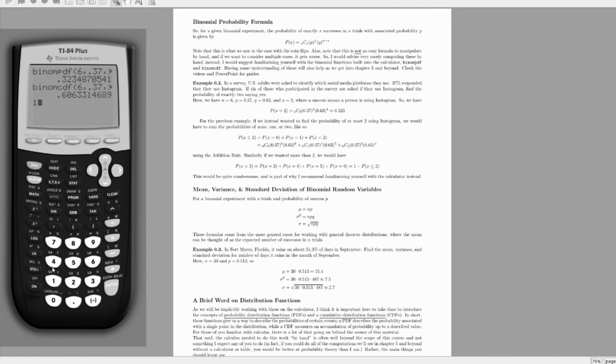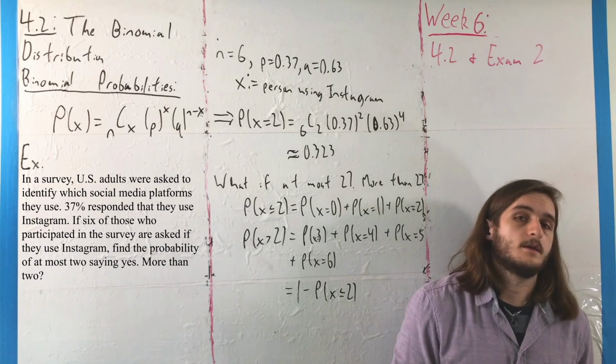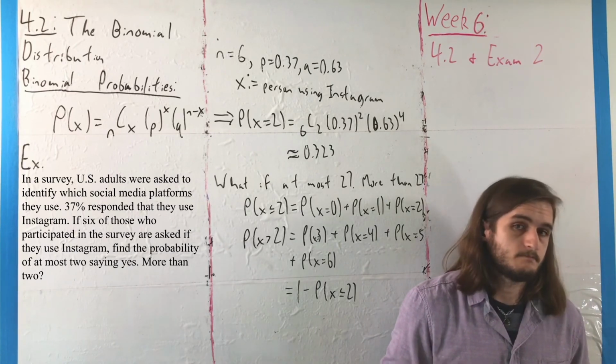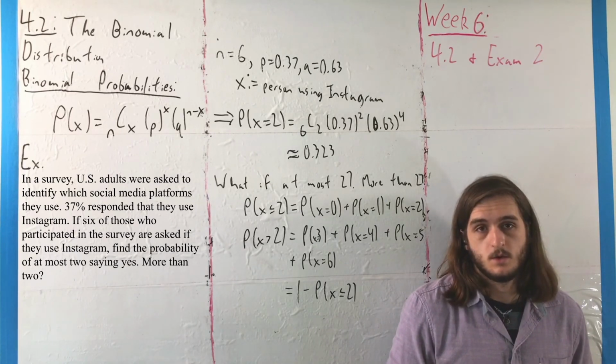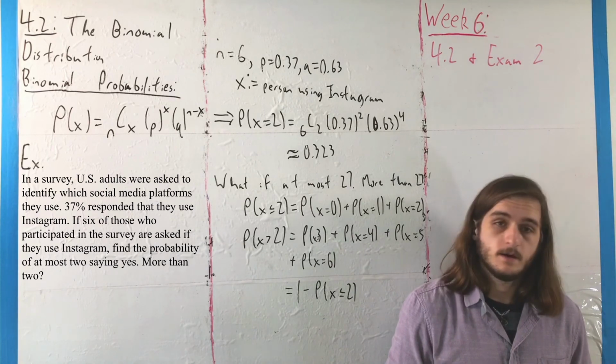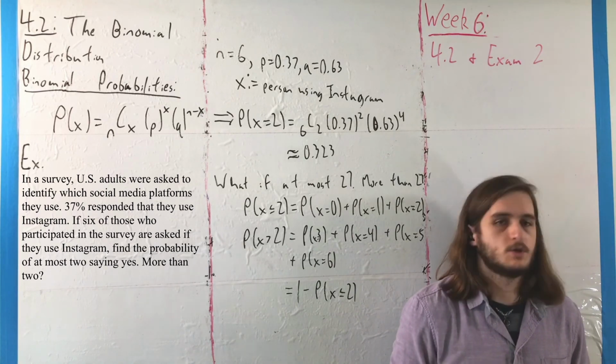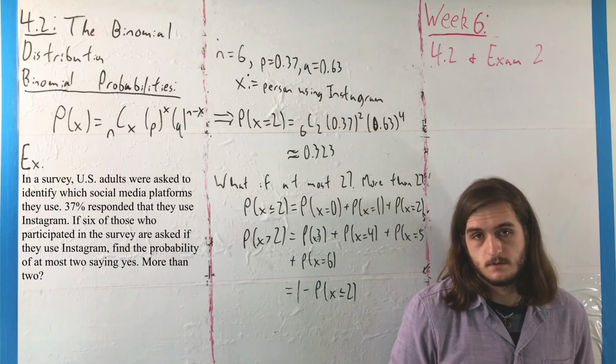In any case, the next thing we're going to look at here is some of those properties we can talk about with the binomial distribution. In particular, we're going to look at what happens in terms of means and standard deviations, and along the way, variance.